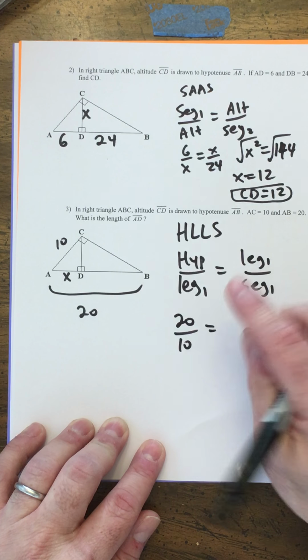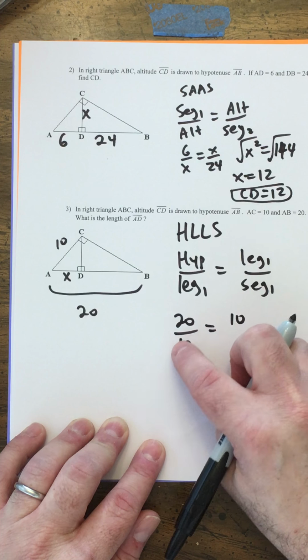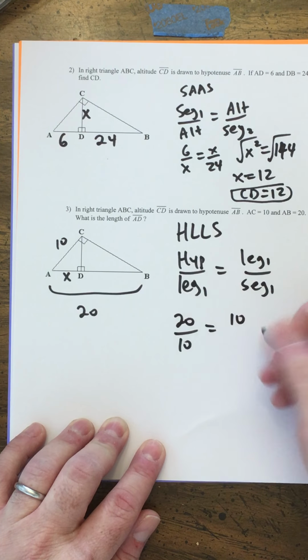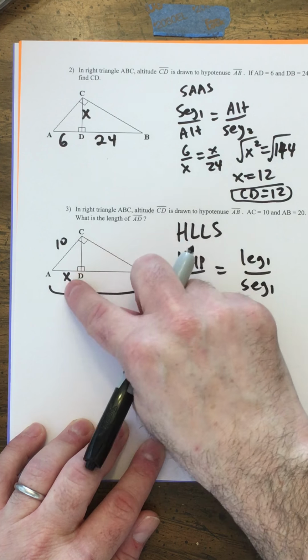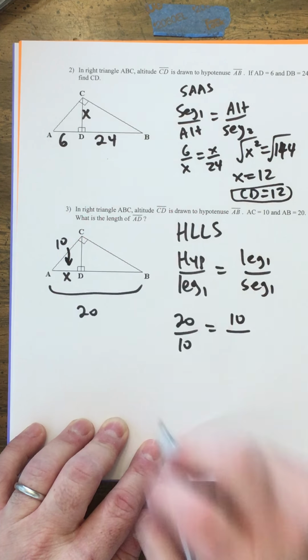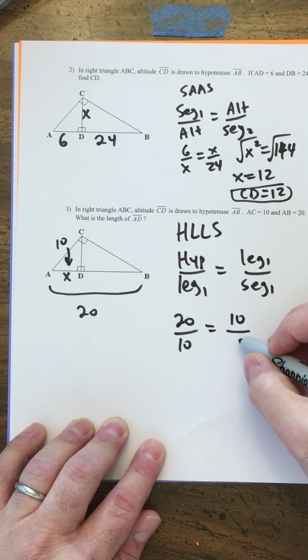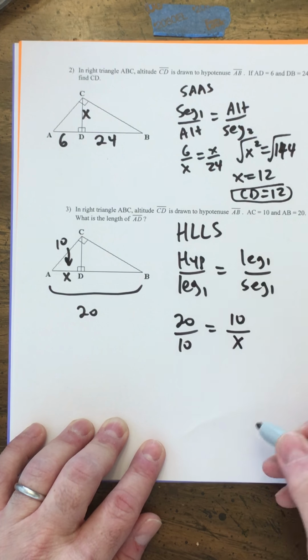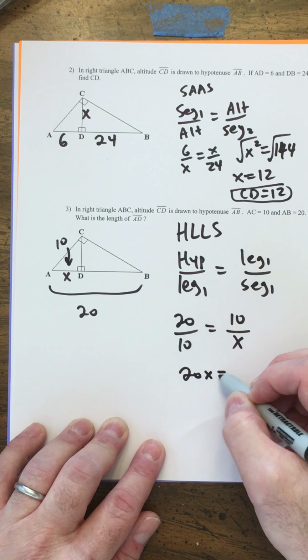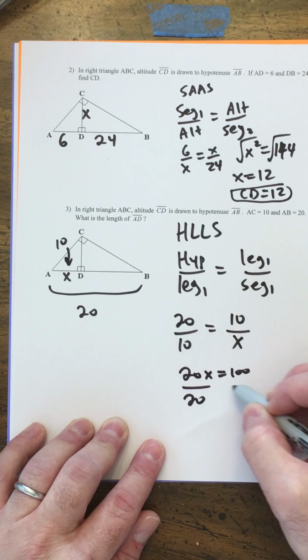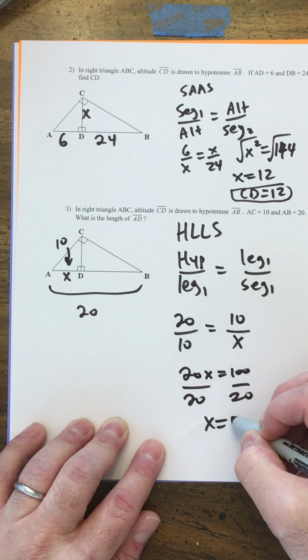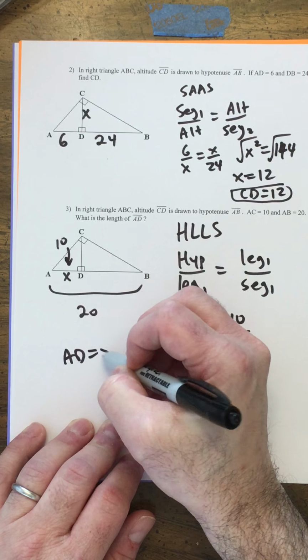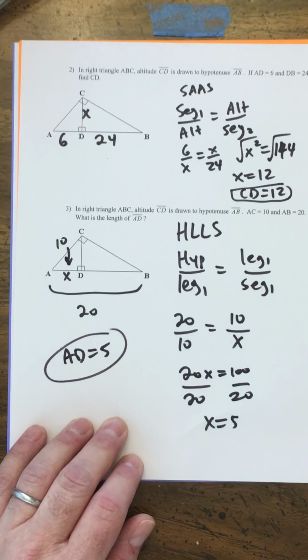Whatever is here must go here if you're using one of these shortcuts. So if you're using this leg, you're going to use that leg again. And the segment is the piece that's directly underneath it. It matches up. That's going to be x. Simple to solve. 20x equals 100. Divide by 20, and you get x equals 5. AD equals 5. Okay? Let's go take a look at the next problem.